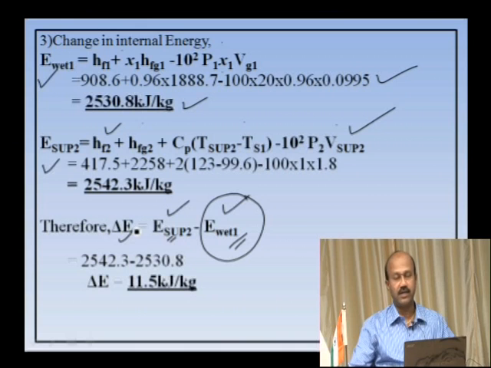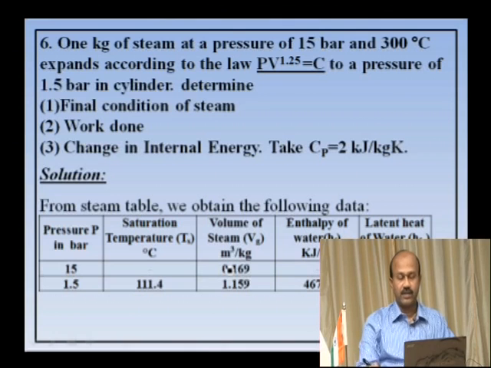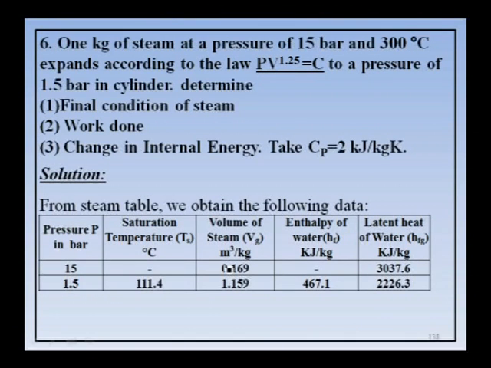Therefore, change in internal energy delta E is always the final condition minus the initial condition. Finally, we have 2542.3 kilojoules per kg, and initially around 2530. Therefore, the change in internal energy is just 11.5 kilojoules per kg between initial and final condition. So next, sixth problem, it is also on a polytropic process.